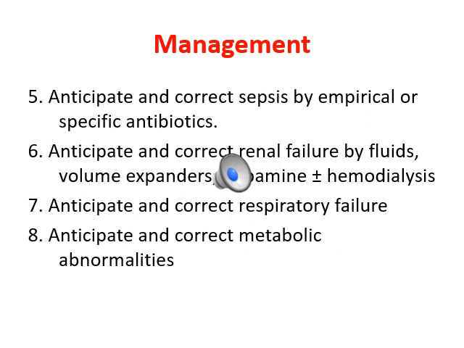Also, we have to anticipate and correct sepsis by empirical or specific antibiotics. We have to anticipate and correct renal failure by fluid volume expanders, dopamine, and with or without hemodialysis if needed. Anticipate and correct respiratory failure and metabolic abnormalities. Anticipation and correction is a very good policy in these patients, that is to say, identifying any abnormality and correcting it as early as possible.